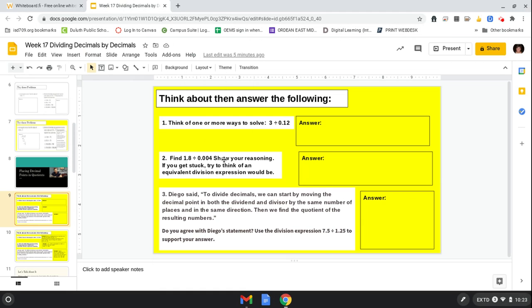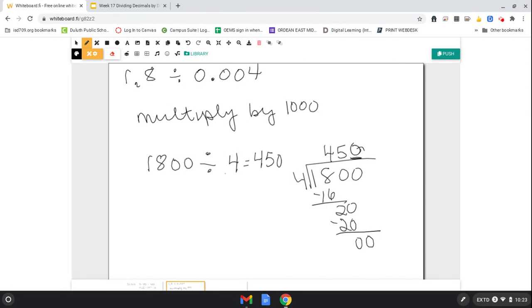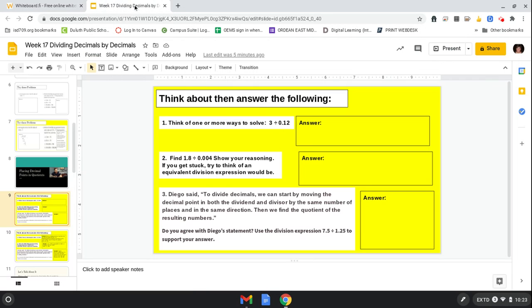And if you look at our third problem, Diego said to divide decimals, we can start by moving the decimal point in both the dividend and divisor by the same number of places and in the same direction. We just did that when we multiplied both 1 8/10 and 4 thousandths by 1,000, which ended up moving the decimal point in each 3 places to the right to get 1,800 divided by 4.